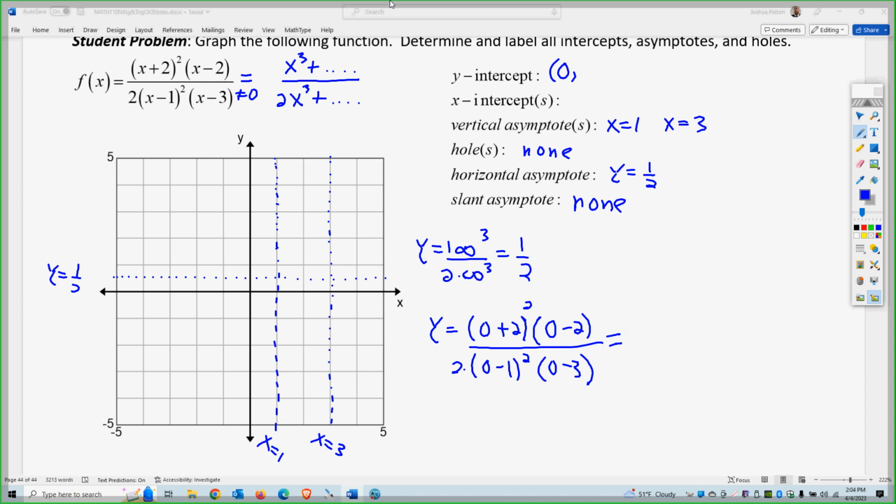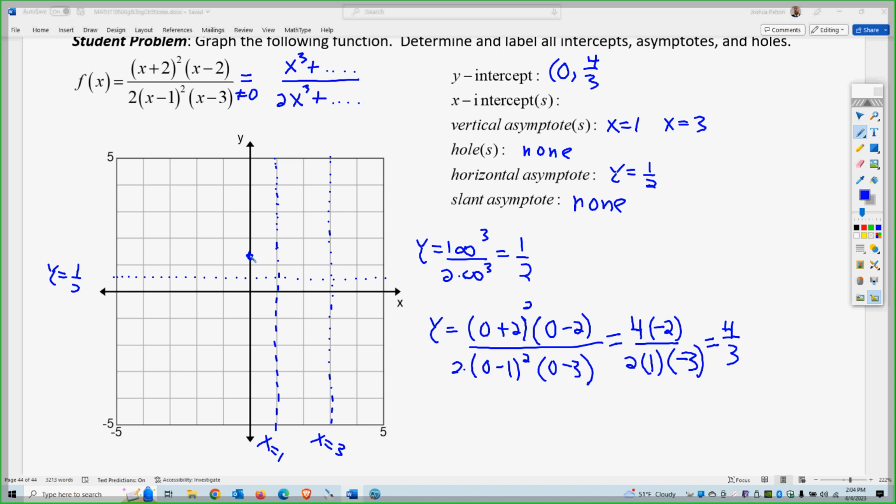Okay, so we have 4 times negative 2. And on the bottom, we have 2 times 1, because that's squared, right? And then a negative 3. So the negatives cancel and the 2's cancel and leave us with 4/3. Okay, so we'll go to 4/3. That's basically 1 1/3, so it's like right there.